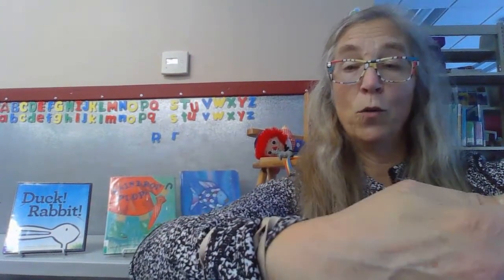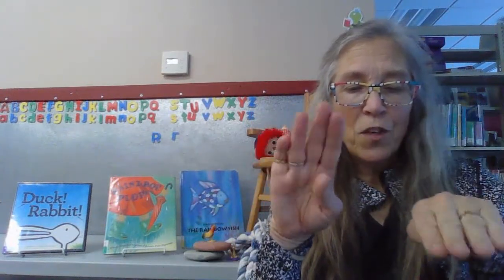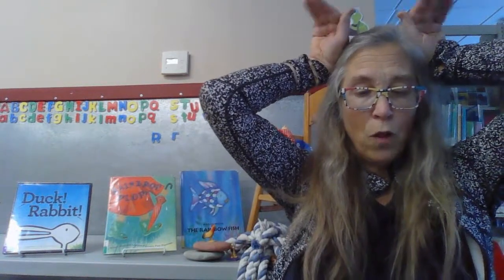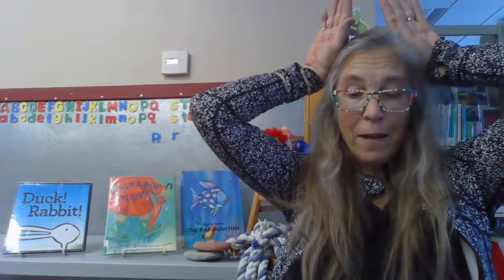Robbie the Rabbit is fat, fat, fat. Can you hold your arms out? Robbie the Rabbit is fat, fat, fat. His soft little paws go tap, tap, tap. His soft little ears go flop, flop, flop. And when he runs away, he goes hop, hop, hop. Can we do it again?